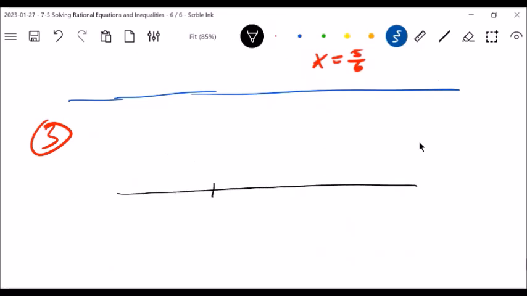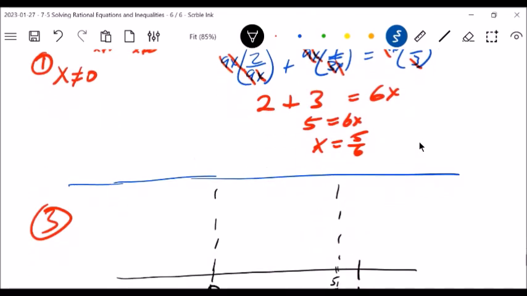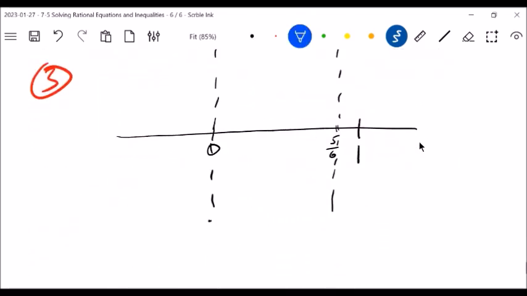And I have two numbers, 0, and I have 5 over 6, which is just less than 1. Which means now, since that one is a border, and 0 is a border, and 5 over 6 can't be a solid line because this is just a greater than, not a less than. We're going to need to pick numbers.